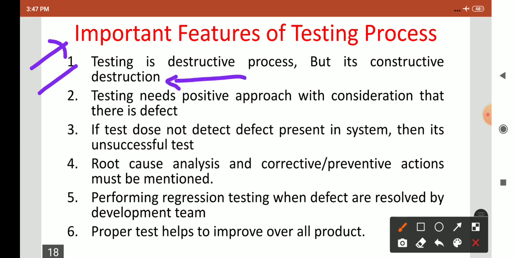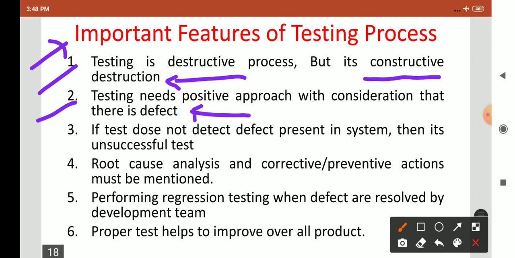So as you know, in testing we are finding the defects or bugs present in your software. So we can say it is a destruction process, but we are following certain rules and regulations for the destruction. So we are giving some valid input and invalid input, and then we are going to test a particular product. Then the second feature is testing needs a positive approach with consideration that there is a defect.